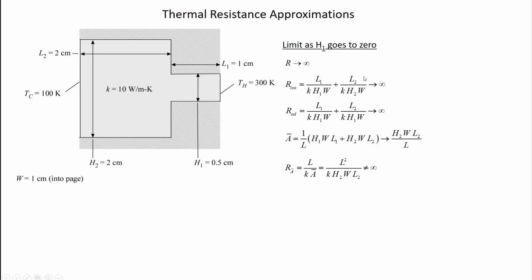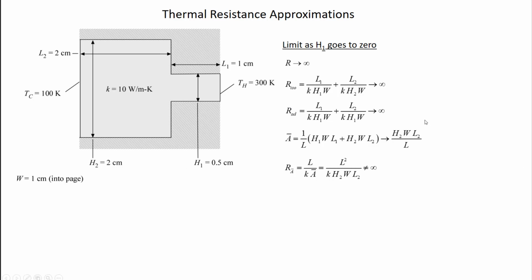And if you look at the isothermal model, if I take H1 to zero, then that's going to take this to infinity, right? It's taking this part of the resistance path to infinity, and it will report back to us that, yeah, if you do that, you're going to have an infinite resistance. If I take the adiabatic model, it does the same thing. It correctly predicts that the resistance should go to infinity.